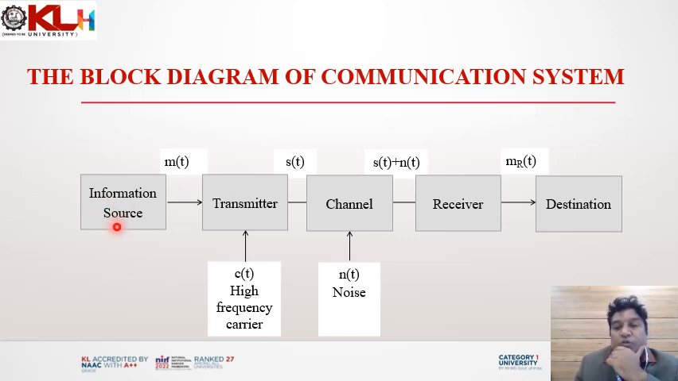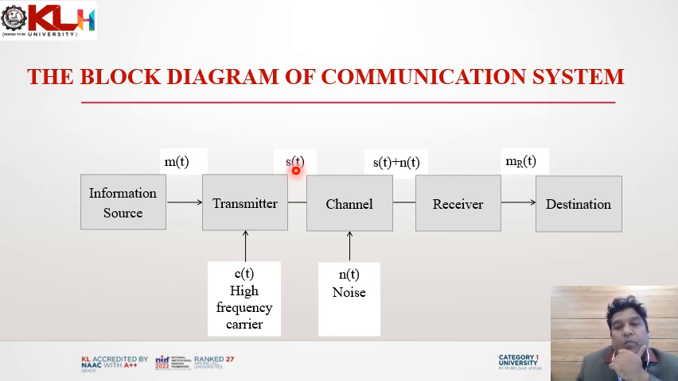The information source generates the message signal M of T, which is given to the transmitter. This transmitter performs the operation called modulation, and it uses a high frequency carrier C of T. The transmitter simply performs the modulation operation, which is a simple multiplication of the message M of T with the high frequency carrier C of T, and it will generate a high frequency version called modulated wave. This is represented as S of T.